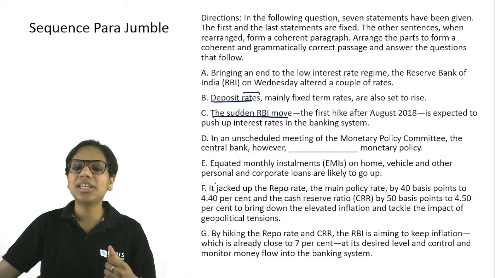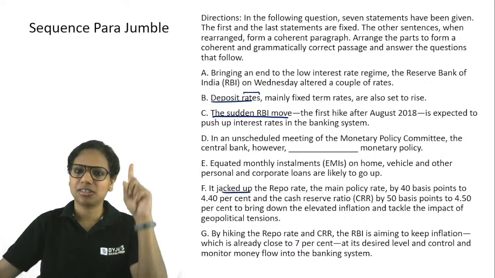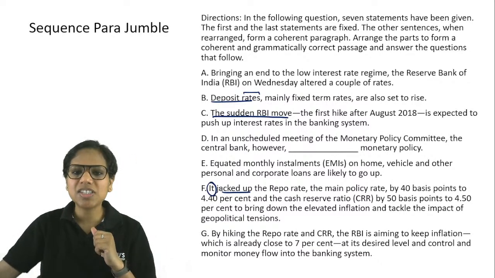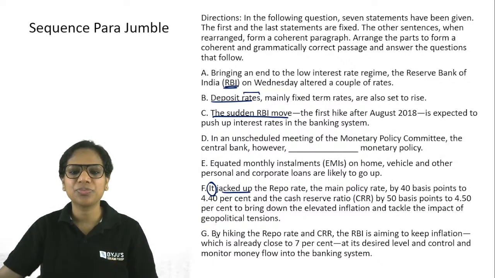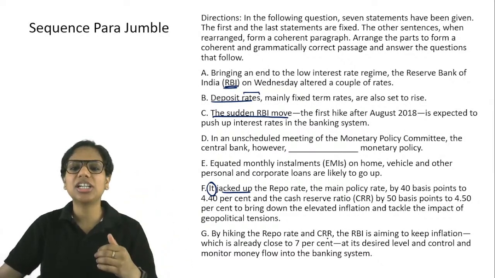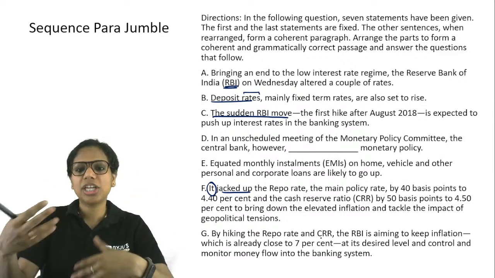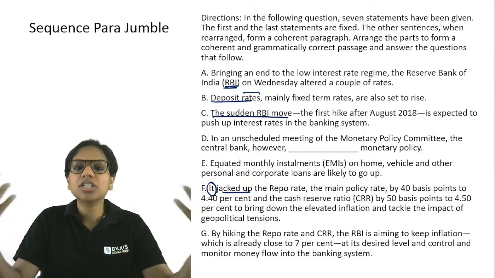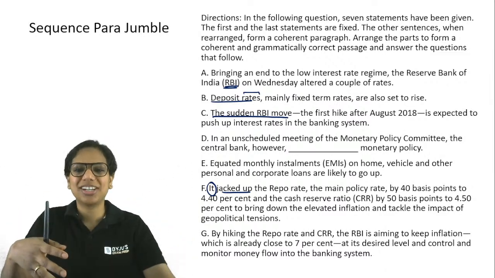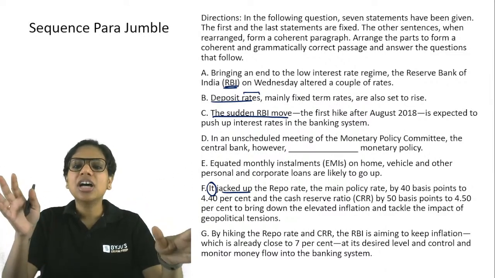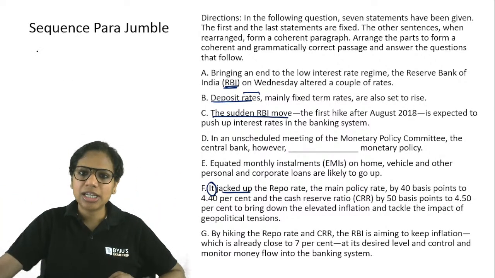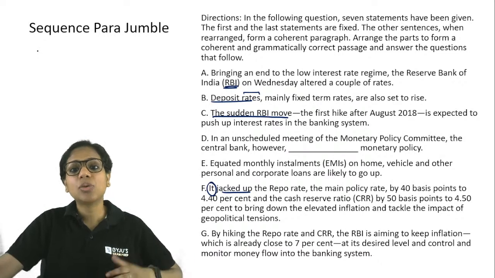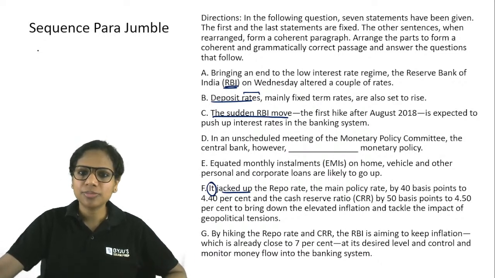It jacked up the repo rate. Jacked up is increased. What is it? Most likely the RBI. Yes, the sudden RBI move we are talking about. By hiking the repo rate and the CRR, so then in G, I talk about what it is trying to achieve by hiking the repo rate and CRR. So at least I have got an idea of what this paragraph is about, right? This will give me an idea whether I'm comfortable with this topic or not.